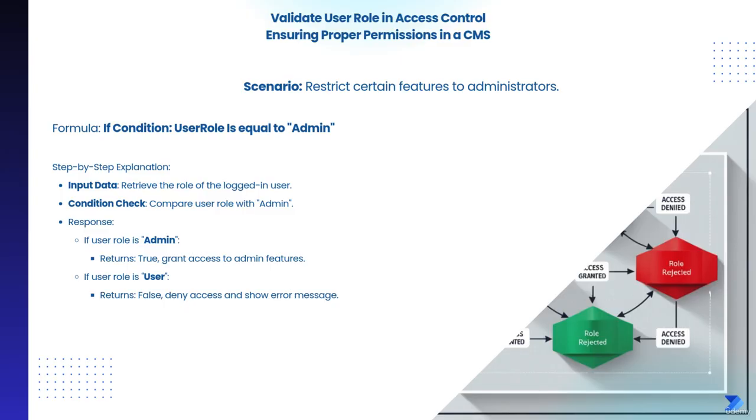Condition check. The flow checks if the user role is equal to admin. Response: if the user role is admin, the condition returns true. Grant access to the administrative features. If the user role is user, the condition returns false. Deny access and display an error message.